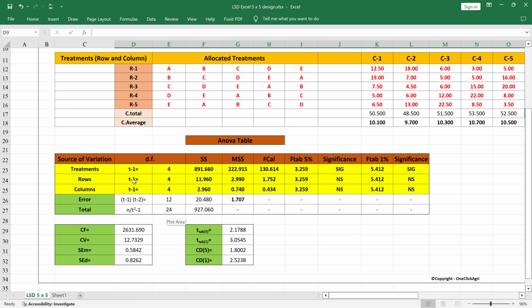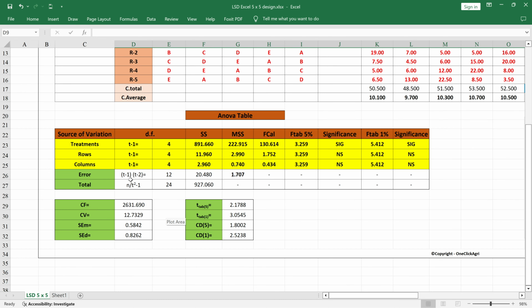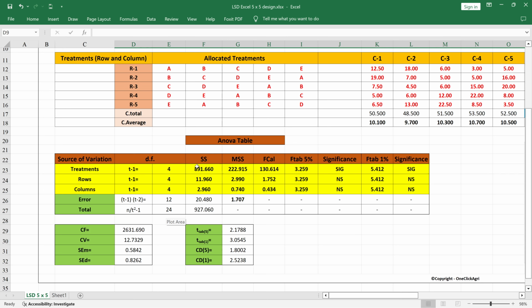5 minus 1, 4. Rows: 5, 5 minus 1, 4. Then columns: 5, 5 minus 4. Okay. Another, error: (t minus 1) and (t minus 2). So 12. Then we need to calculate the sum of square.